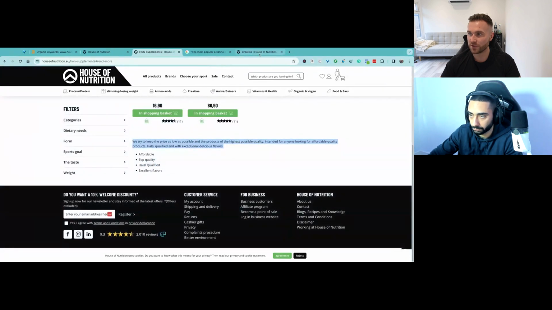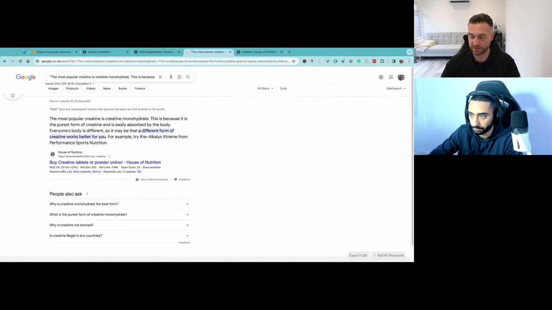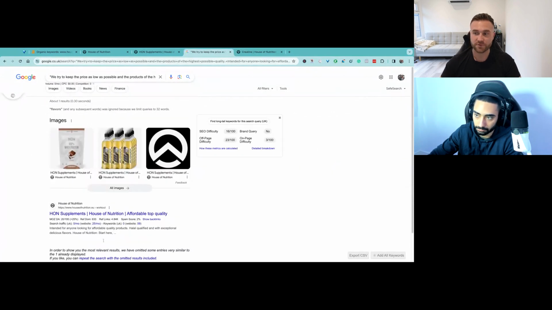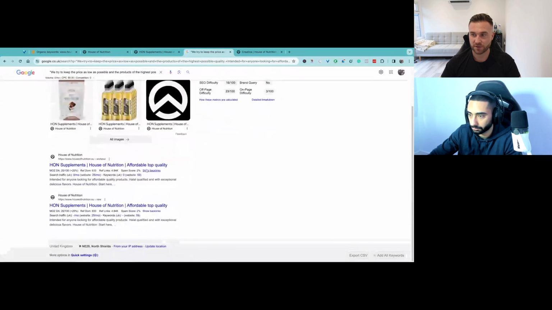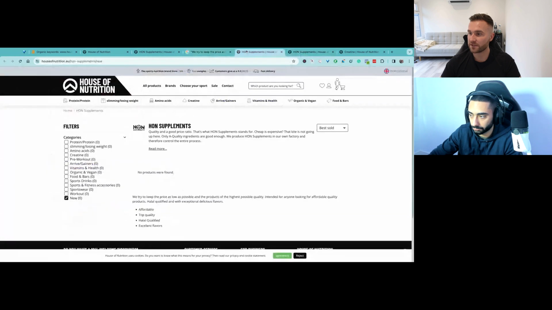There isn't much on this page, so it will be interesting to see if this comes back with anything. Yeah, it came back straight away with the page itself. Let's see what the omitted results are. It does look like that same description could be on two separate pages.